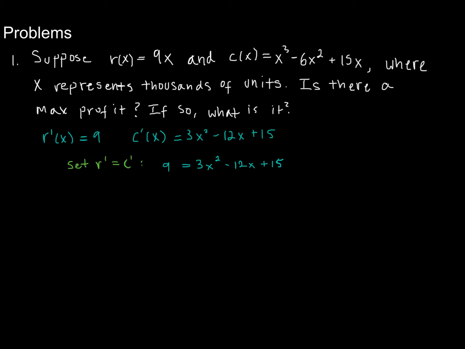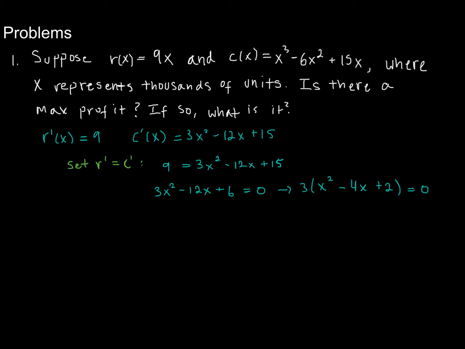So taking the derivative, finding the marginal revenue and the marginal cost, I then want to set the marginal revenue equal to the marginal cost. I notice, of course, in doing that I end up with a quadratic equation, so I'd like to clear one side out and make it equal to 0, and that will allow me to either factor or use the quadratic formula.